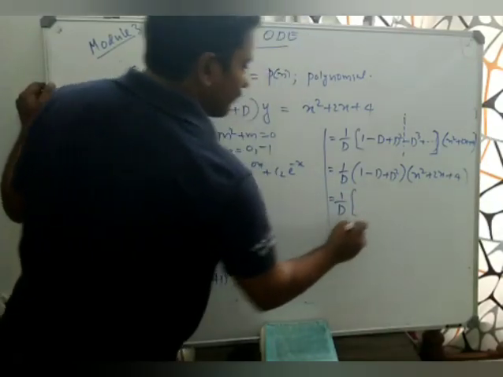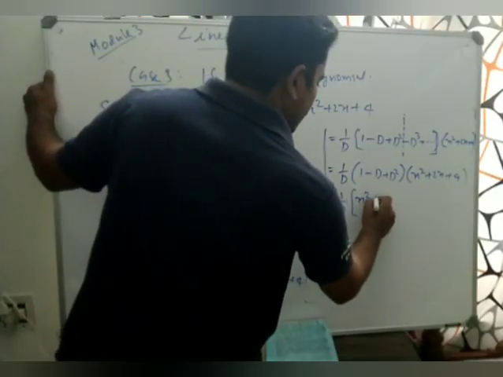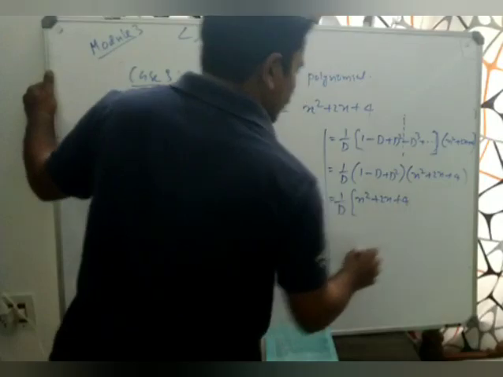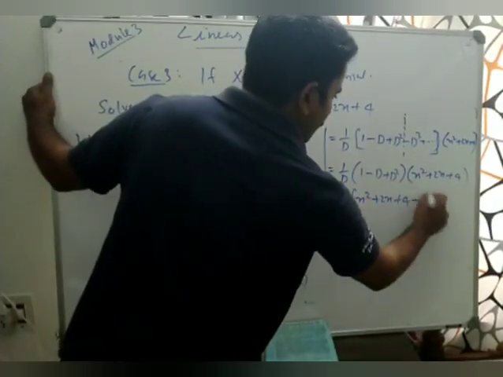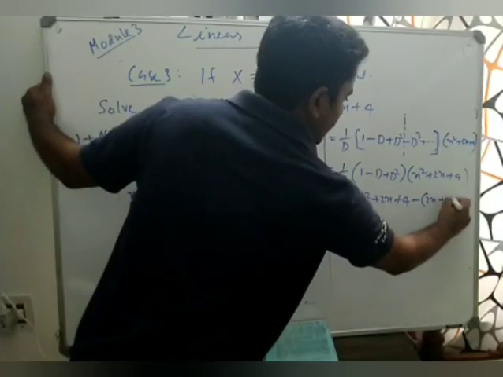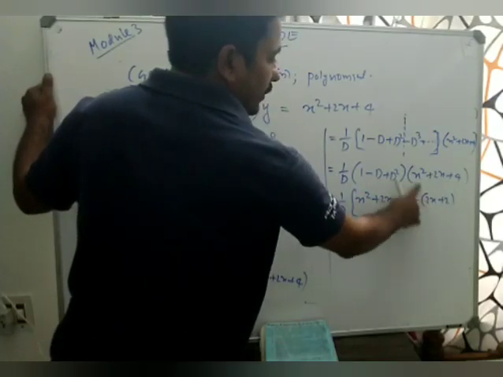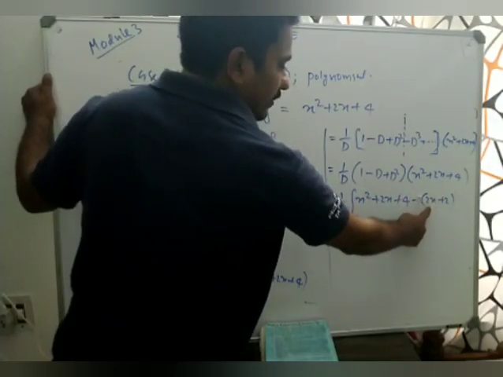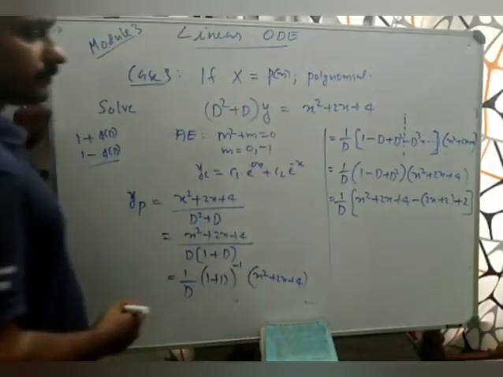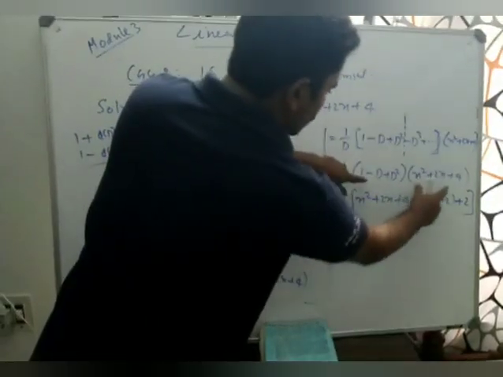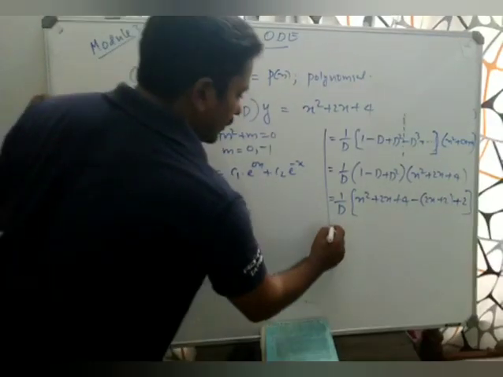So 1 by d of, now you multiply it, 1 times the whole thing, x squared plus 2x plus 4, and this is d, derivative of this polynomial is 2x plus 2. D square means second derivative of this polynomial, and this is the first derivative, so once again you find the derivative. You'll get only 2. Okay, 1 times this one, derivative of the whole thing, and second derivative of the whole thing. Okay, now you simplify it.